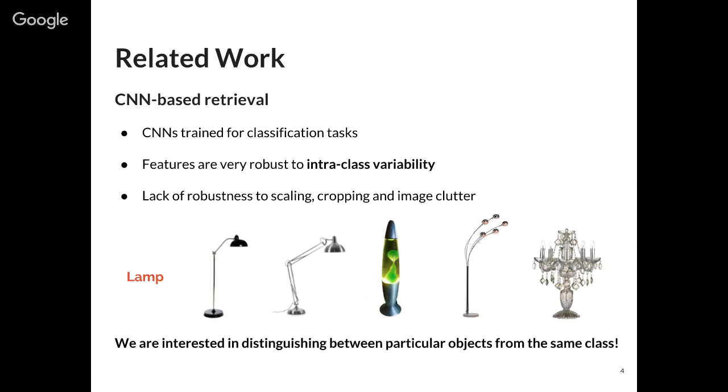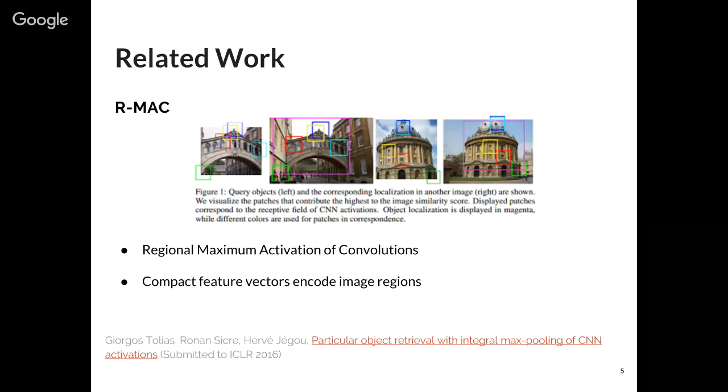So we are interested in distinguishing between particular objects from the same class, and there are different loss functions to train the networks, such as the triplet loss, that is better for solving this problem. Another related work, which is the main related work for this paper, is the one the authors were inspired by a lot: Particular Object Retrieval with Integral Max-Pooling of CNN Activations. In this paper by Tolias et al., they propose to use regional maximum activation of convolutions, and I will explain it now.